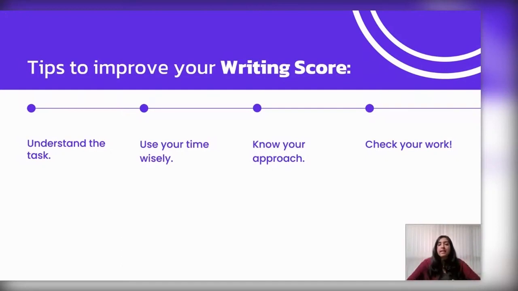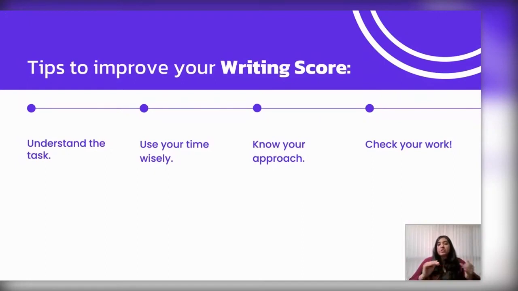Because again, especially in task one, you only have dedicated like 15 to 20 minutes to write this. So you don't want to spend so much time planning, and you don't want to spend so much time writing the answer because you have another task after that. So make sure to use your time wisely. Spend that 5 minutes just to go through the question and plan your essay.